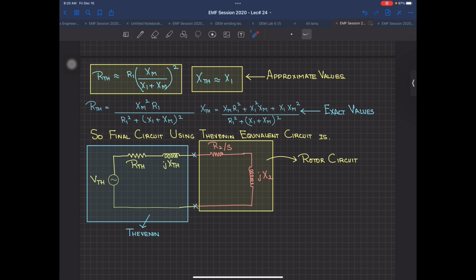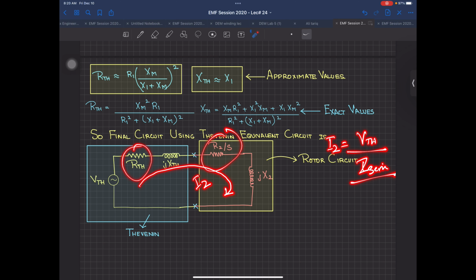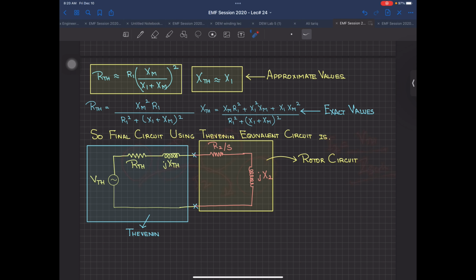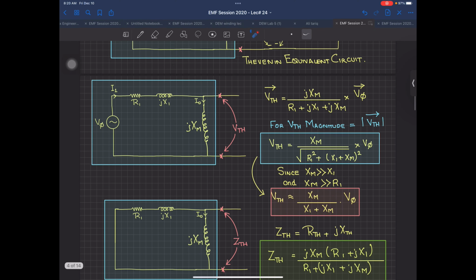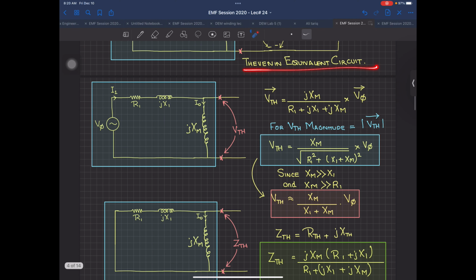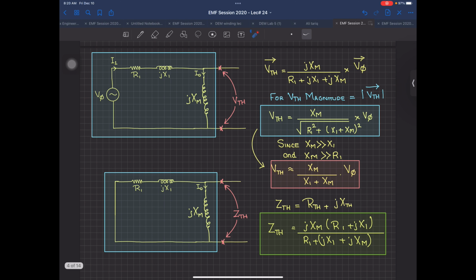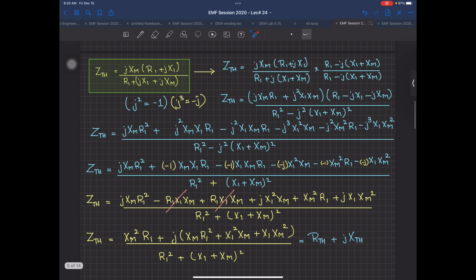Now when everything is in series, the path becomes easy because you have to calculate only I2, and this I2 is just equal to V Thevenin divided by the whole series impedance. In series, this is R Thevenin, this is R2 by S, this is X Thevenin and JX2. I hope you can go through this proof yourself. You are already familiar with the Thevenin equivalent circuit from your CAD 1 course. The V Thevenin equations are there, and the proof is available in lecture number 24. So this is your Z Thevenin being found. This proof is not a part of your book; I have made it available.